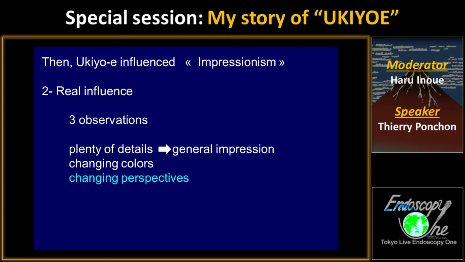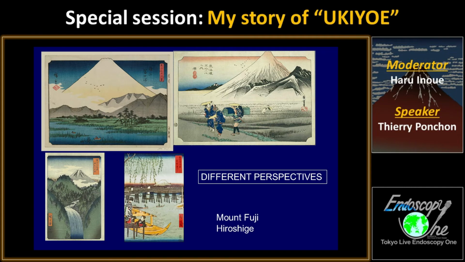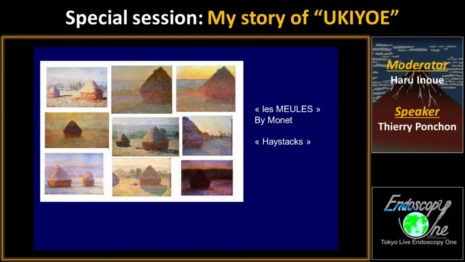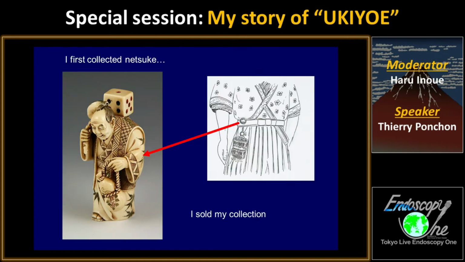And the third point, very impressive, changing perspectives. You see the different views of Mount Fuji by Hiroshige, and the different views of the Cathedral of Rouen by Monet, with different colors also. You change the color, you change the perspectives. This is a famous collection of Monet paintings, Les Meules, haystacks, clearly influenced by ukiyo-e. So this is the history.